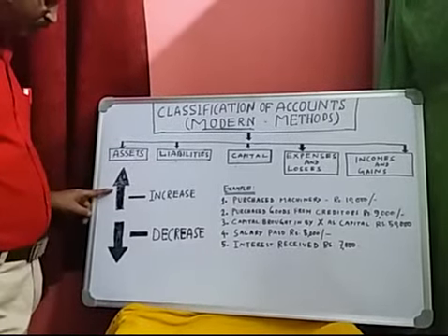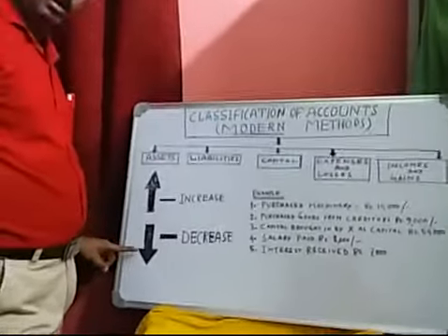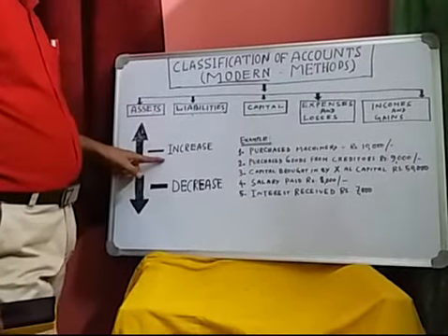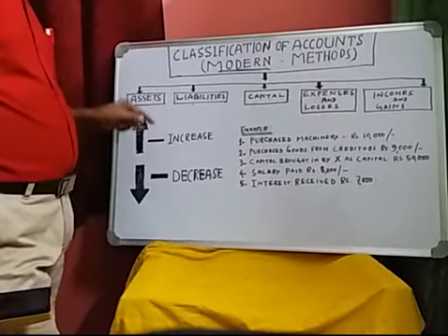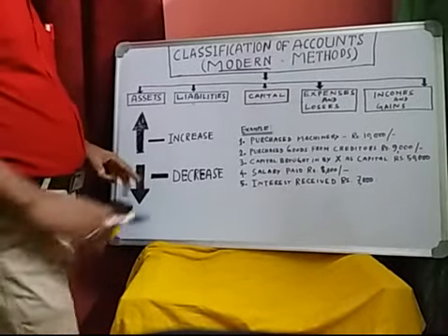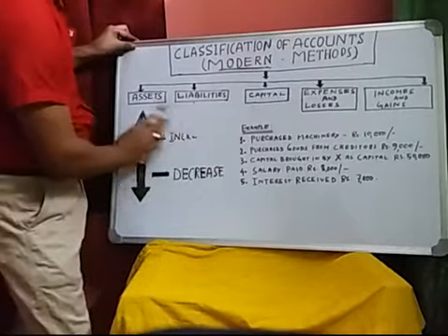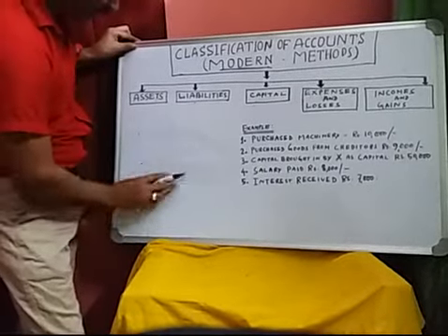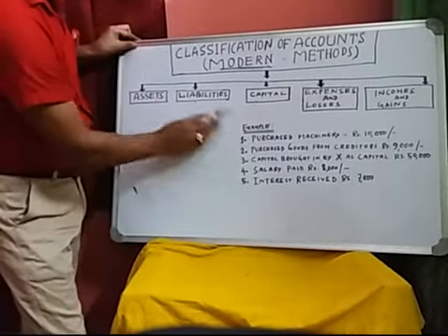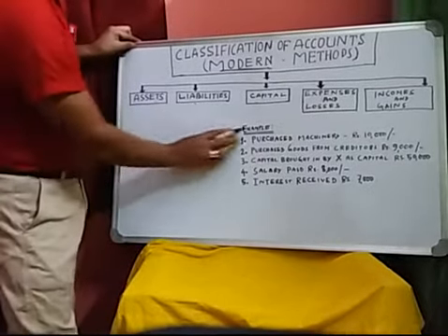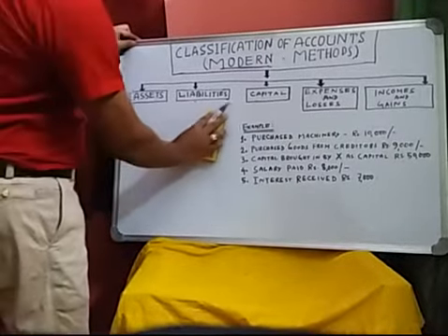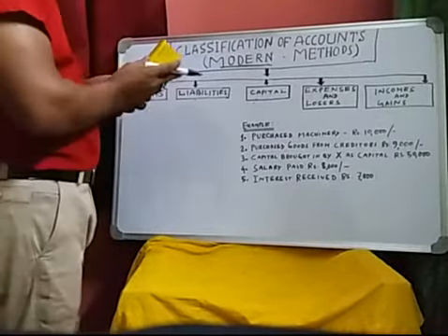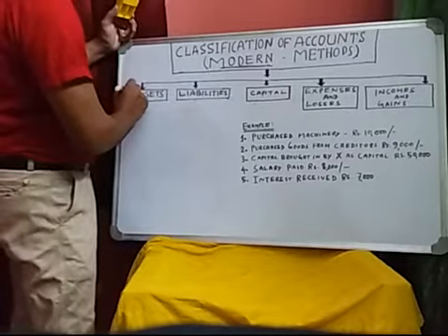One is the up arrow and the next one is the down arrow. You see, the up arrow means increase and the down arrow means decrease. So these two indications, up and down arrow, are important for the identification of debit and credit under the modern method.